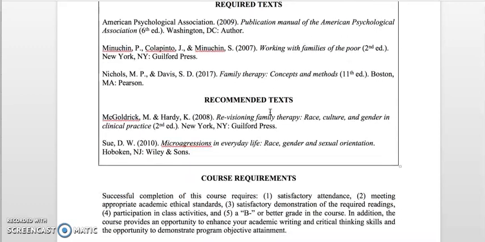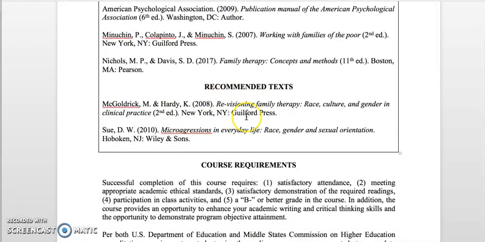The recommended texts, of course, are McGoldrick and Hardy, Re-envisioning Family Therapy: Race, Culture, and Gender in Clinical Practice, as well as Sue's Microaggressions in Everyday Life: Race, Gender, and Sexual Orientation. Both are really good in terms of enhancing your sociocultural literacy, understanding intersectionality, and some of the ways that those particular dimensions present in family therapy.